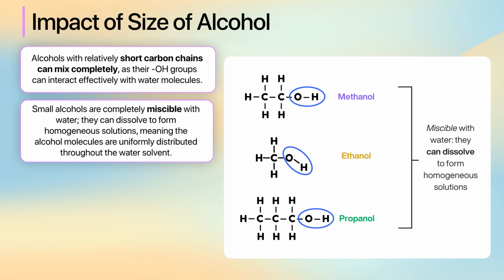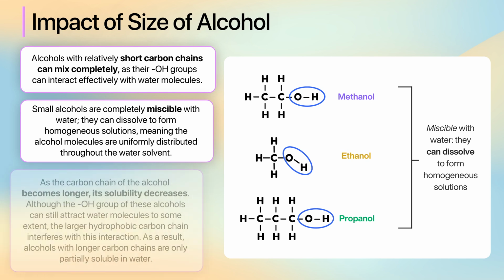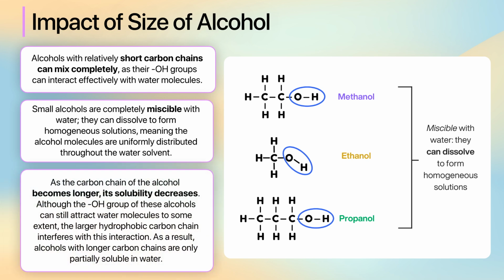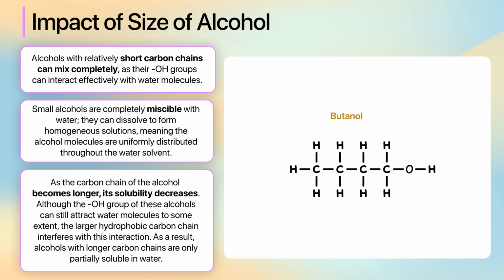The solution formed has a neutral pH of 7, as the alcohols do not significantly alter the pH of the water. However, as the carbon chain of the alcohol molecule becomes longer, its solubility in water decreases. Let's take butanol, for example. The carbon chain part of butanol is hydrophobic, meaning it repels water and doesn't mix well with it.